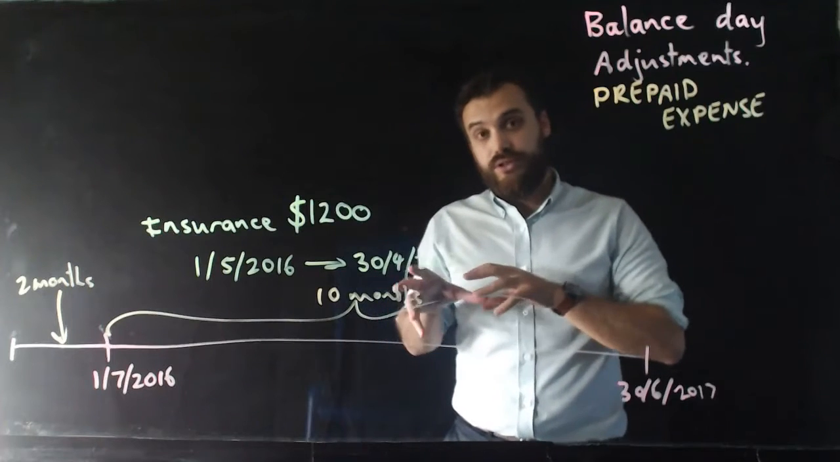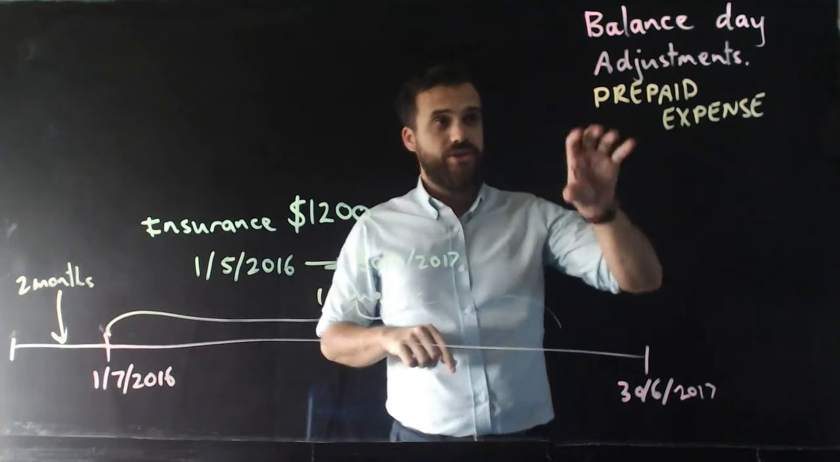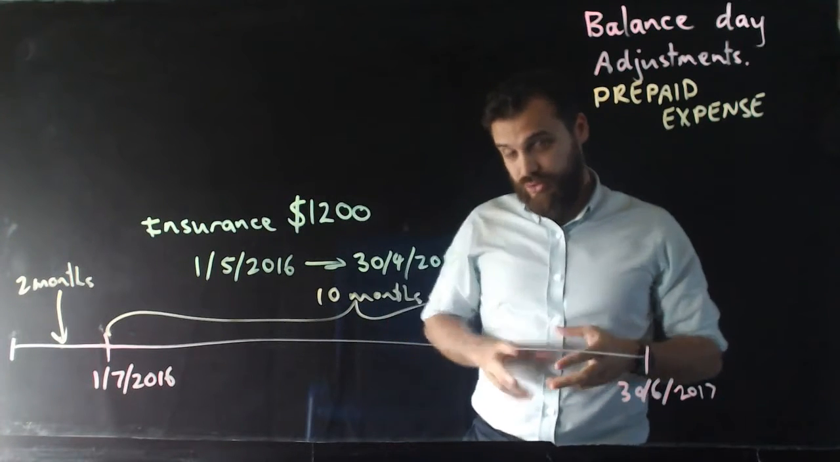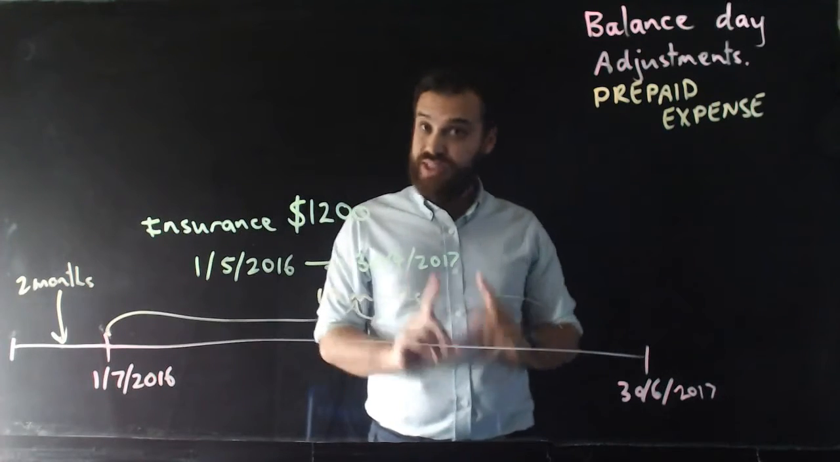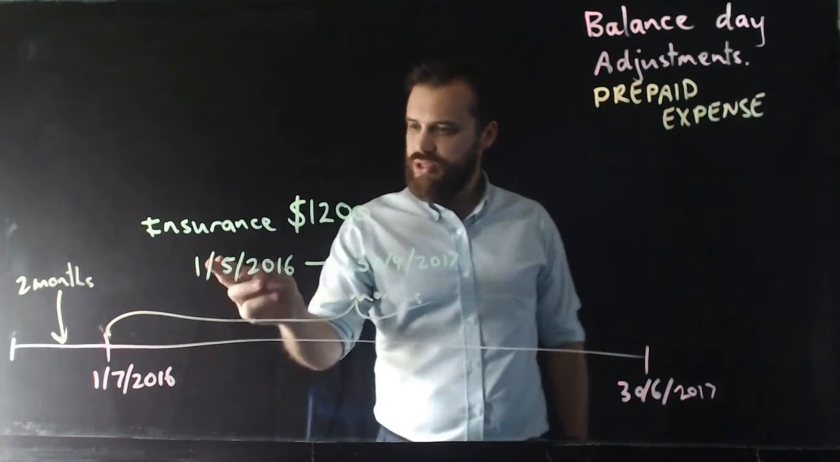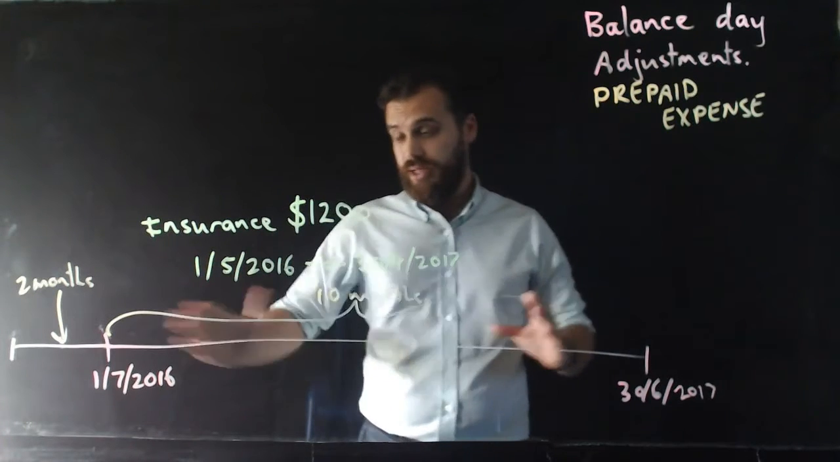Alright, so this is our first video on specific balance day adjustments. This time we're looking at prepaid expenses. And in the last two videos I've been talking about this particular prepaid expense. We paid insurance of $1,200 on the 1st of the 5th, 2016, and it covers us for 12 months.